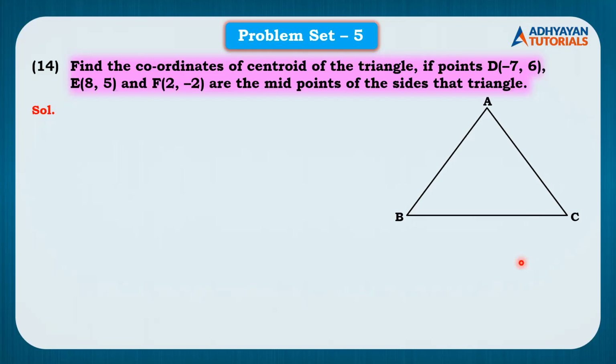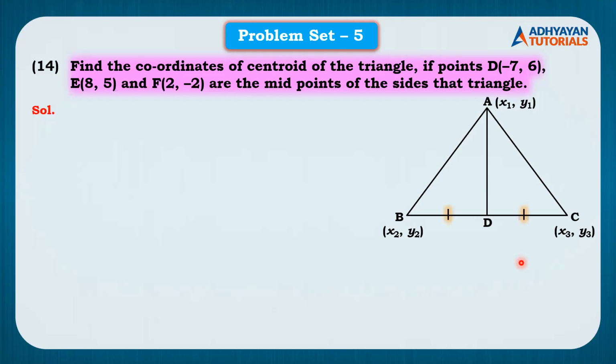Okay? And let the coordinates be x1, y1, x2, y2 and x3, y3, because they are the vertices of a triangle. Now D, E and F are the midpoints. Because they have not said D is the midpoint of which side, randomly we can take, but we have to take them as the midpoints of the sides. So let us say D is the midpoint of side BC.